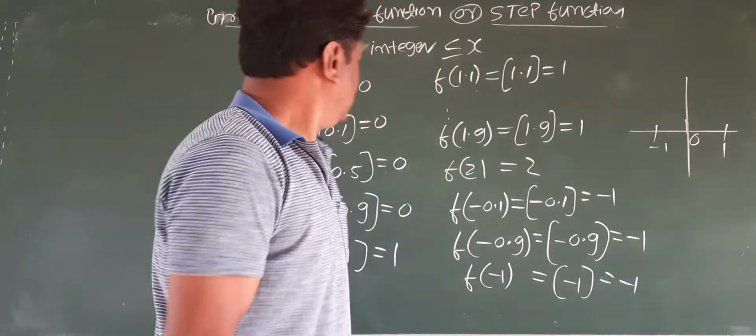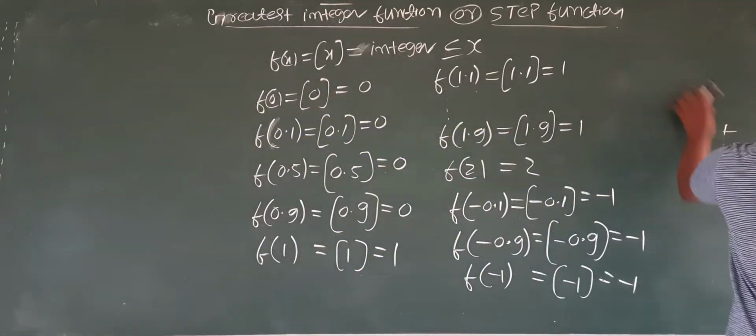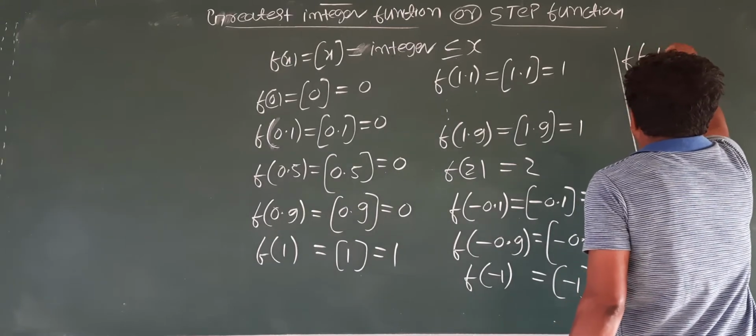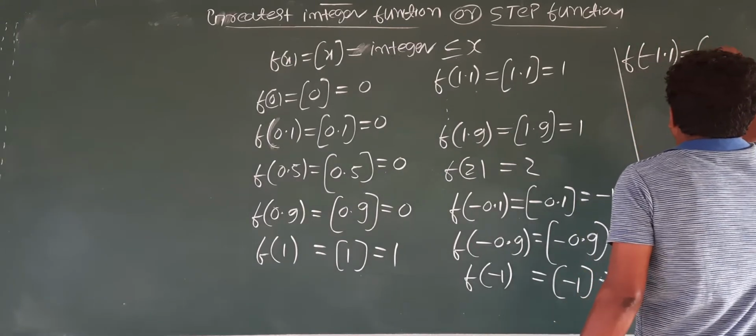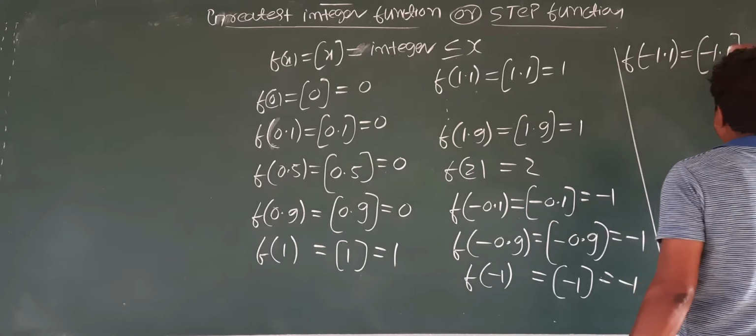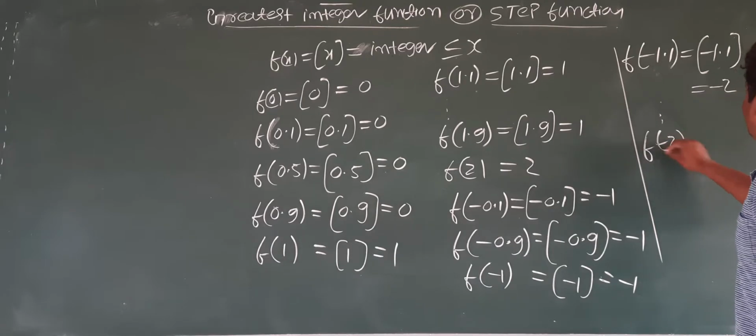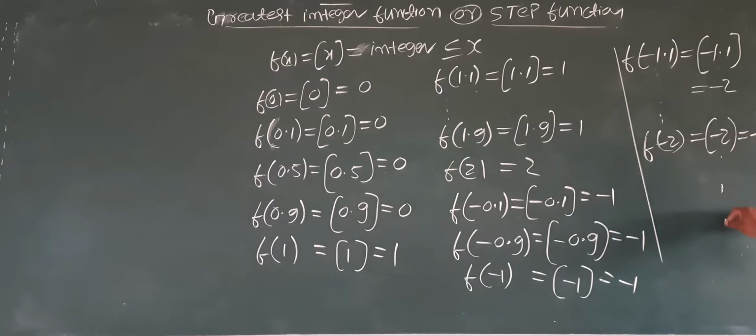Next, f of minus 1.1. Write f of minus 1.1. Look at this. Put x is equal to minus 1.1. Again it is a decimal number. It should be equal to what? An integer. Tell me an integer less than this number. Minus 2. And so on. F of minus 2 is minus 2, and so on.